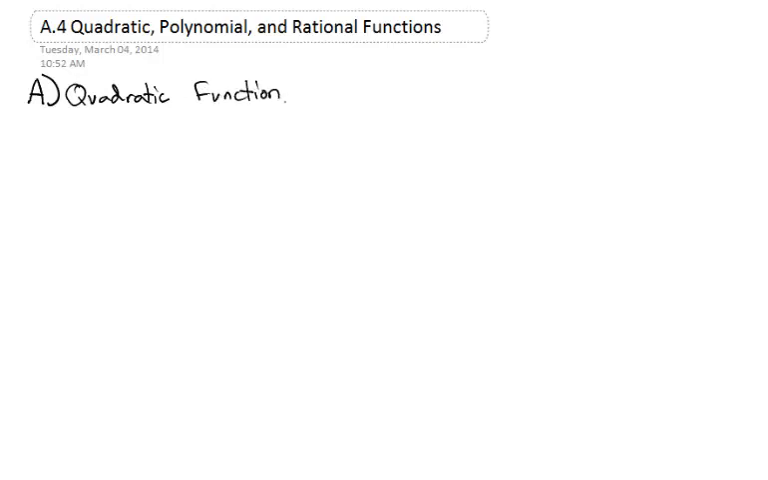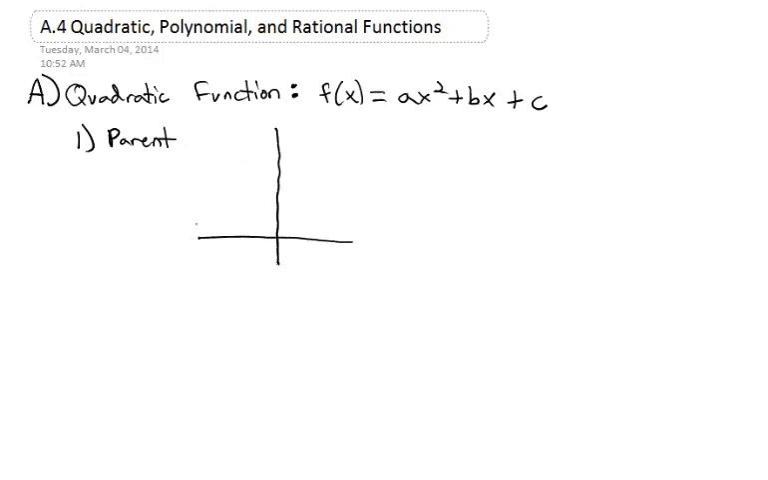A quadratic function is simply any function that has x squared as the highest exponent. So f of x equals maybe ax squared plus bx plus c. And we say that its parent graph, or what it looks like if you graph it, is going to be this U-shaped thing here, which we call the parabola.